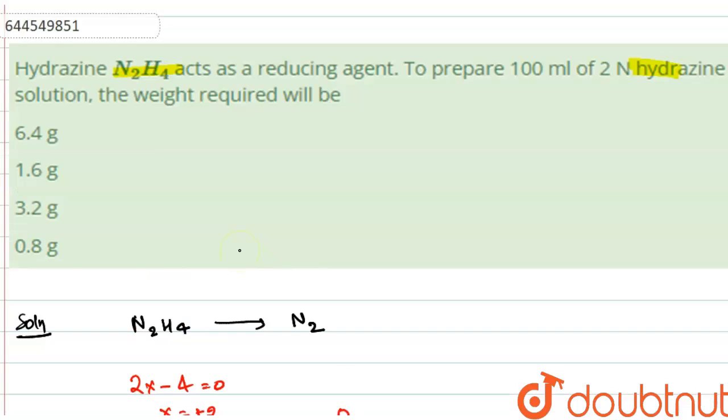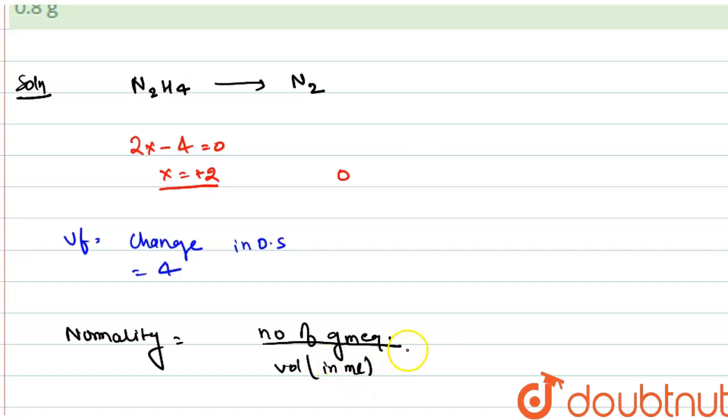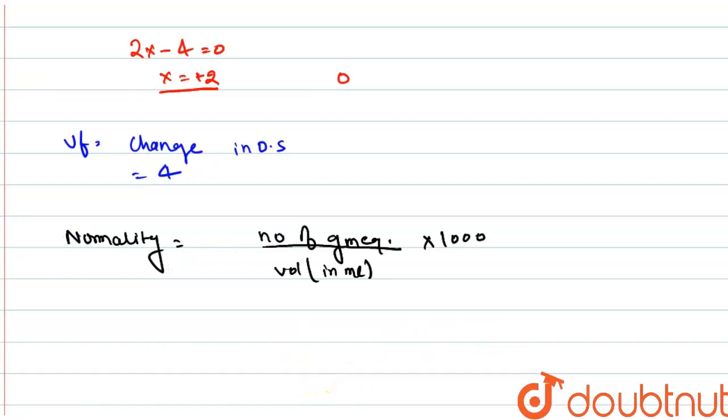Normality is given, which is 2 normal we have to prepare. So normality is equal to number of gram equivalents upon volume in ml into 1000, because we are taking the volume in milliliters. And number of gram equivalents can be calculated as given mass upon equivalent mass.